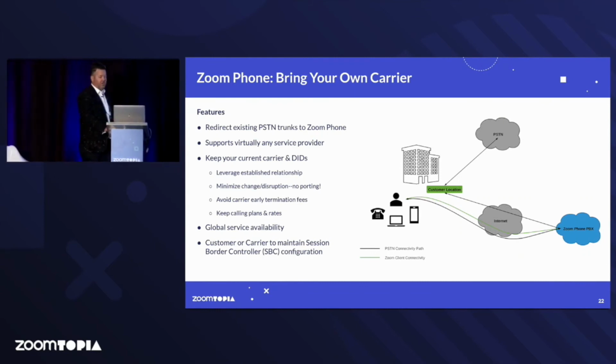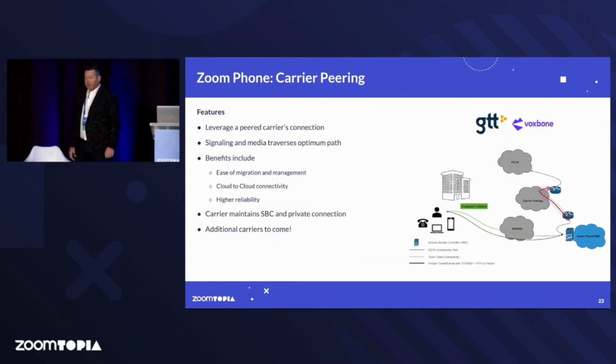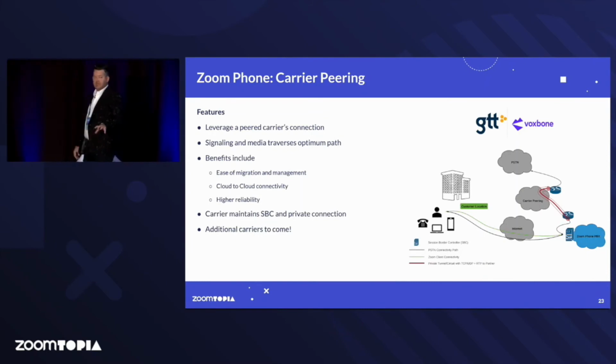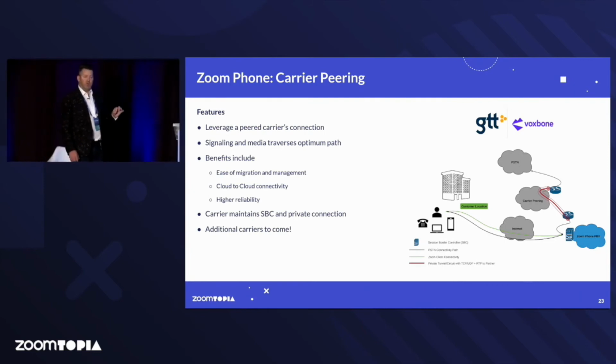In addition to allowing you to redirect those existing SIP trunks, we also announced this week direct peering with service providers. So instead of having to deploy an SBC to redirect those SIP trunks from your existing on-premise PBX, we can work with carriers like GTT and Voxbone, and there's going to be others coming in the near future, where we're going to do direct peering.